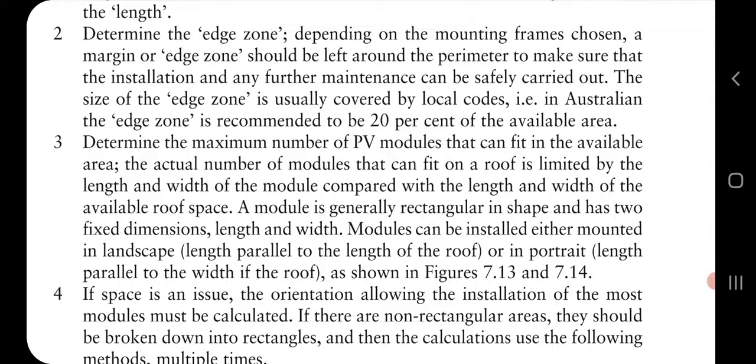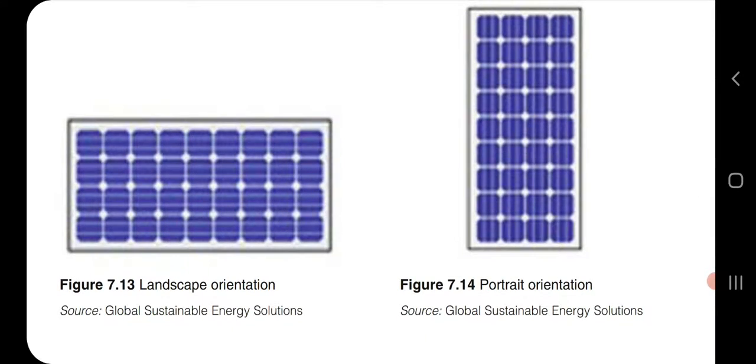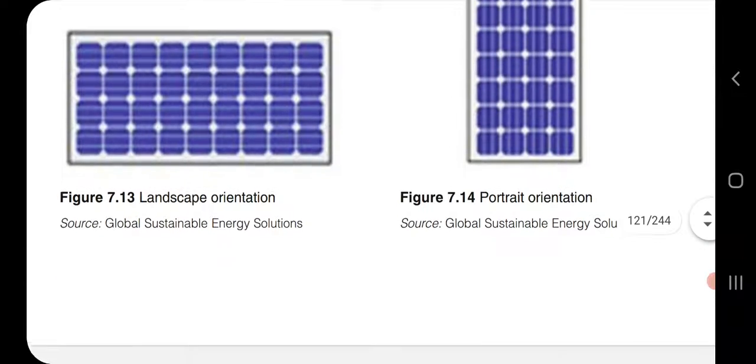And if there are some areas where you cannot install the PV modules, you can make a small rectangular type of PV module and adjust it there. There are two ways the modules can be installed: one is landscape and another one is portrait form. You can see this one is landscape orientation, another one is portrait orientation. In these, the panels can be fixed.